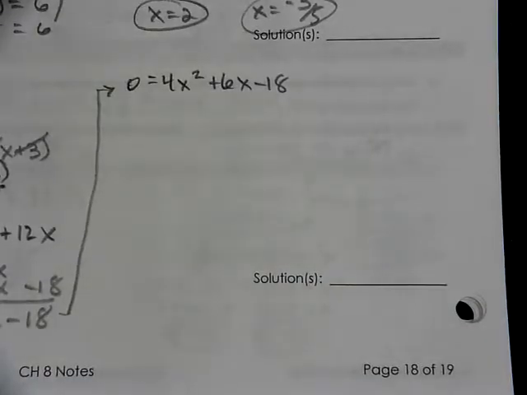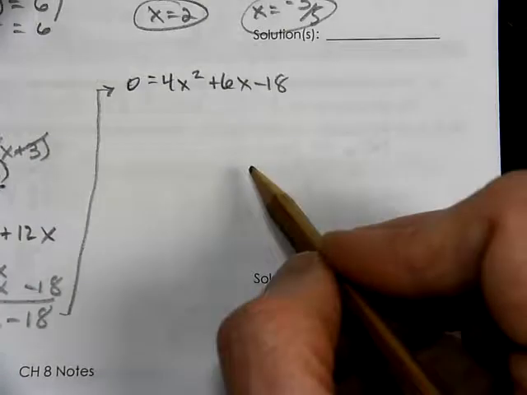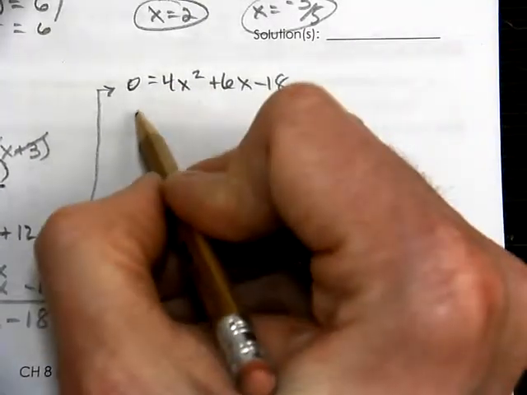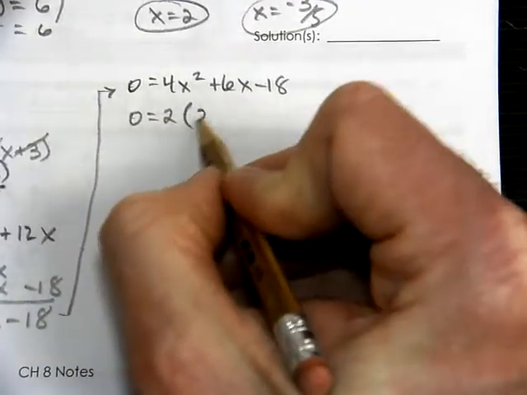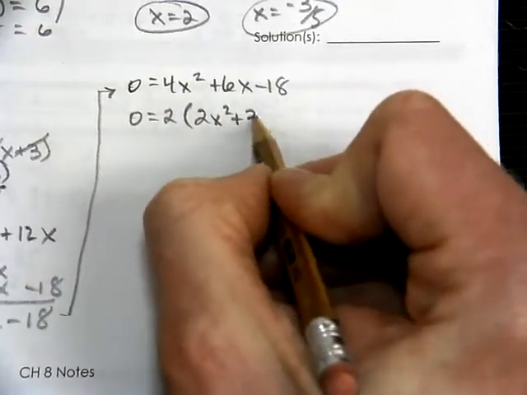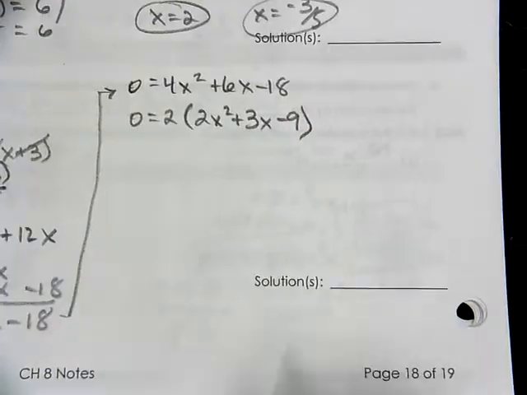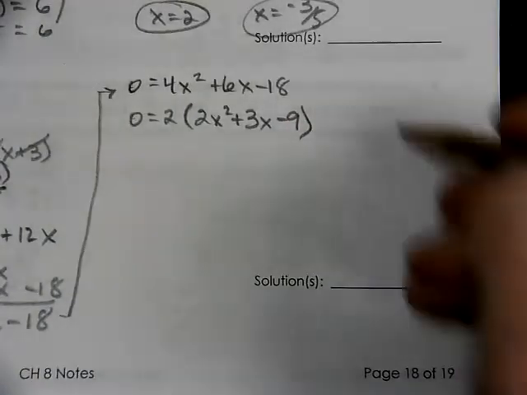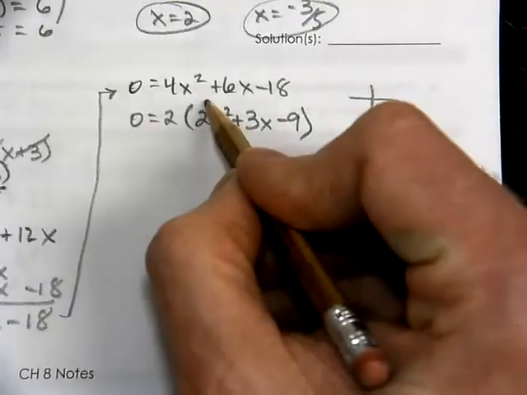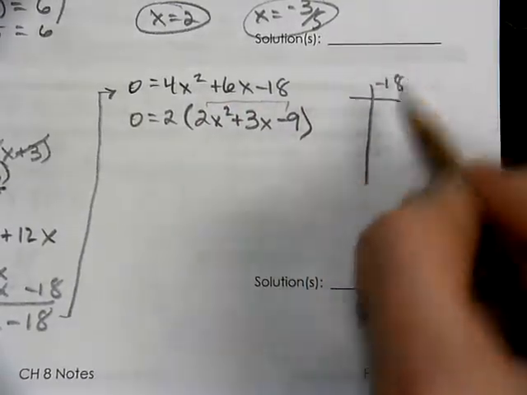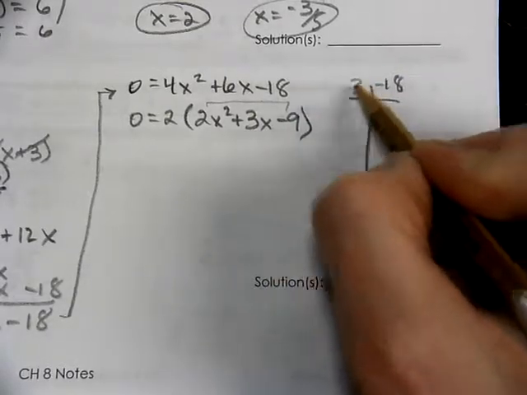Now this is a quadratic. We have to factor it. I do notice that a 2 can come out of all this. So I have 2x squared plus 3x minus 9. Might make it a little easier for factoring. I'll do my sum and product table. What multiplies to be negative 18 and adds to be 3?